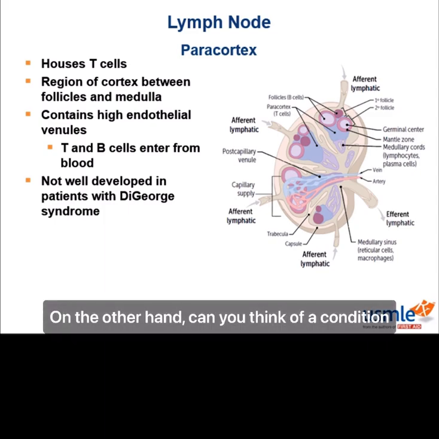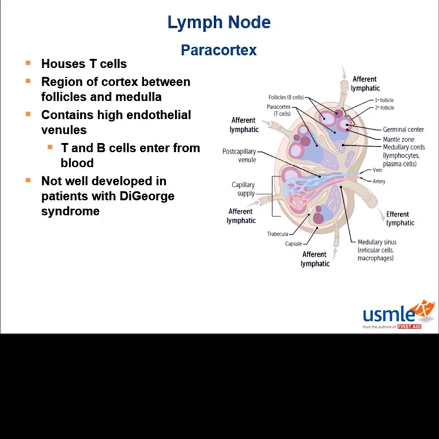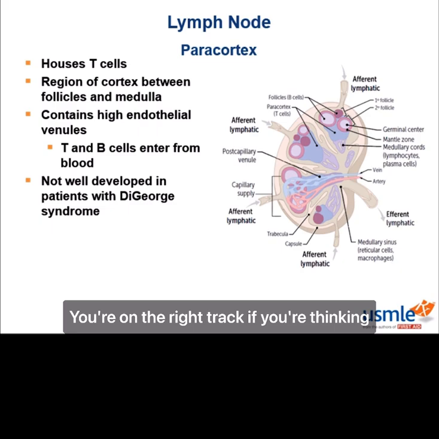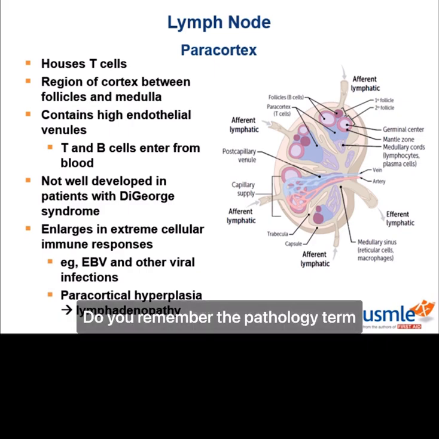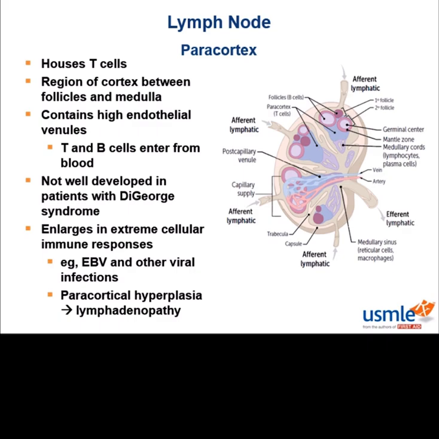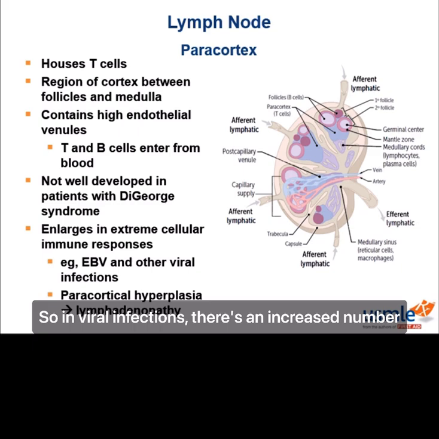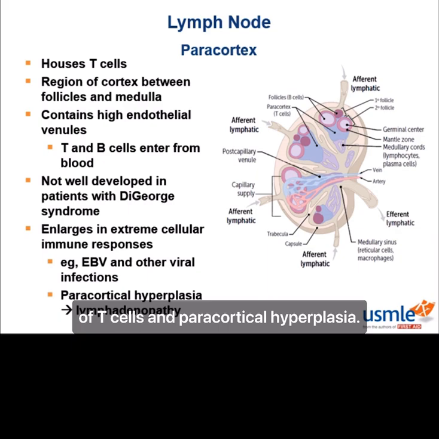On the other hand, can you think of a condition in which the paracortex would enlarge? You're on the right track if you're thinking of something with an increased amount of T cells, like in a viral infection. Do you remember the pathology term for an increase in the number of cells in a certain area, such as the T cells in the paracortex of the lymph node? Well, yeah, it's hyperplasia. So in viral infections, there's an increased number of T cells and paracortical hyperplasia, and this will manifest as lymphadenopathy.